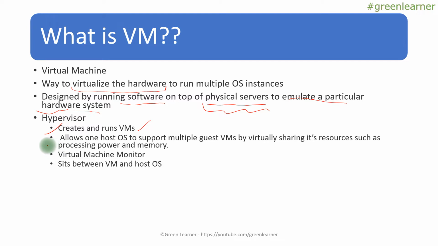Hypervisor allows one host operating system to support multiple guest VMs by virtually sharing its resources such as processing power and memory. When I say virtualizing the hardware, the main things under hardware are processing power and memory. Hypervisor enables sharing of this memory and processing power, which helps us run multiple operating systems in a single hardware system. In a way we can say that it's a virtual machine monitor.